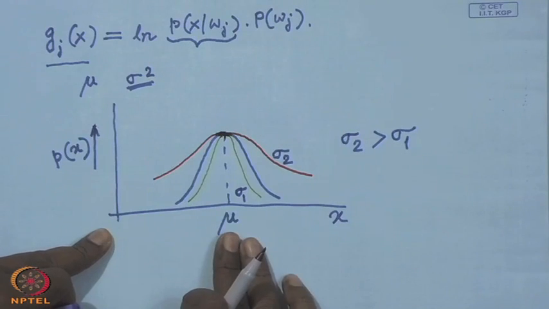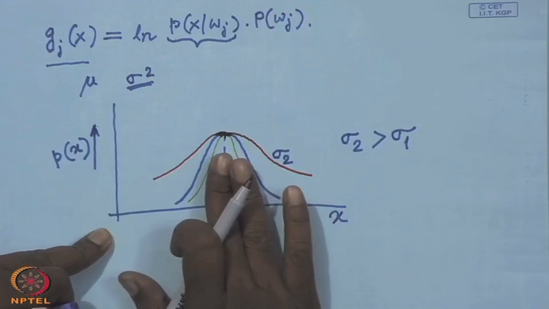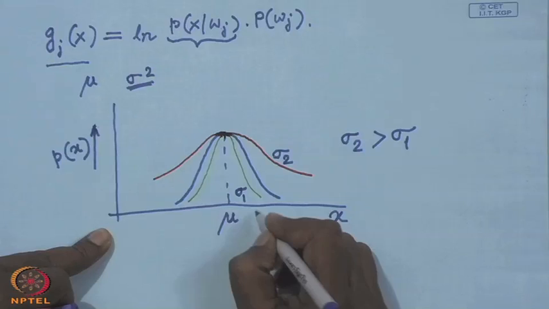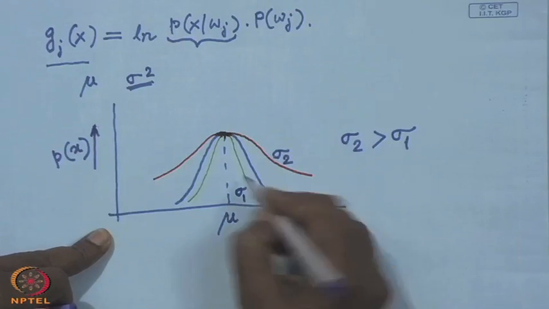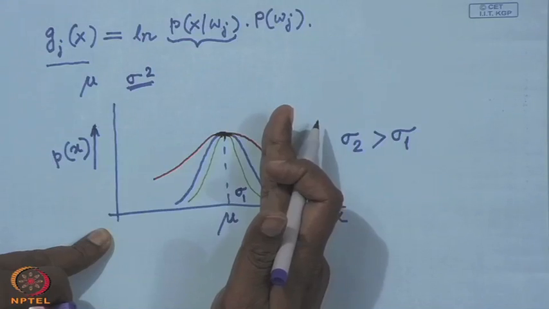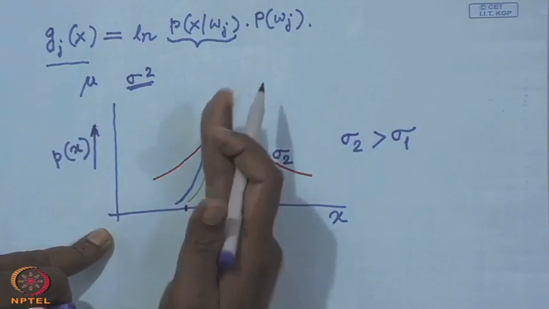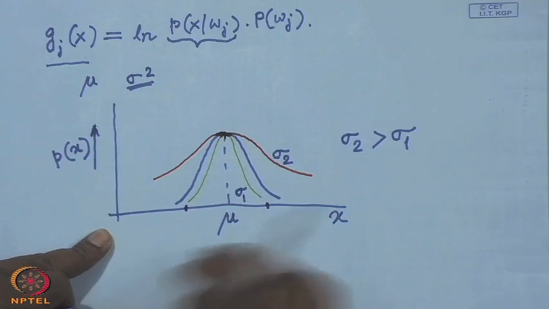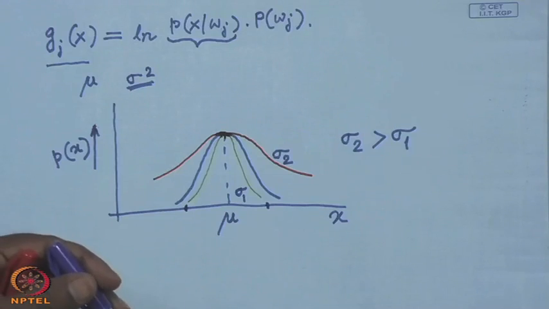If the mean is changed, then the position of the peak of this probability density function will shift along the x axis. For mu 1, if mu 1 is greater than mu, then this curve will be shifted to this location. For another mean value that is less than mu, this curve will be shifted to the left. So, this is what we get for a single variable.